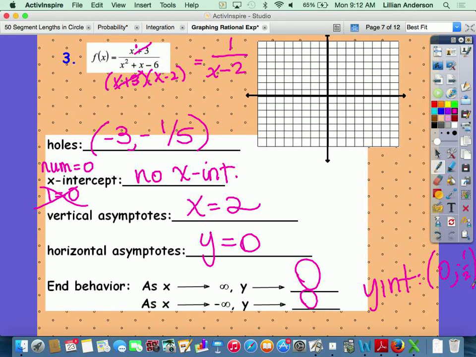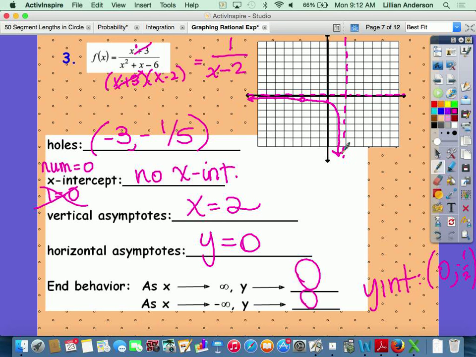So, hole, negative 3, negative 1/5, which is about here. I have no x-intercepts. I have a vertical at 2. I have a horizontal at 0. Remember, if my horizontal asymptote is my x-axis, there's no way I can have an x-intercept. Okay? And my y-intercept is 0, negative 1/2. So as I approach negative infinity, I approach 0. Gotta go through that point. I can't cross my vertical asymptote.